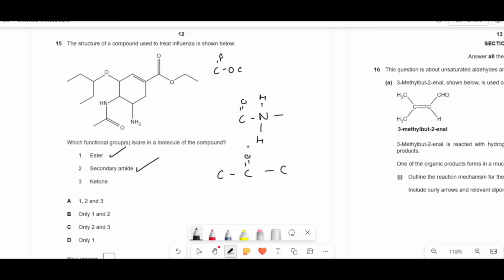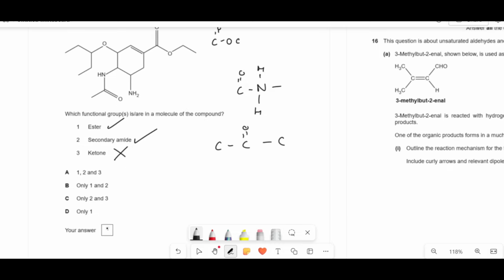And a ketone is always a mid-chain thing like this with a double bond O. There isn't anything there. That double bond O is next to an OCH. It's part of the ester link, and that's not a ketone. So that means there's no ketone here, so it's only 1 and 2, which is B.